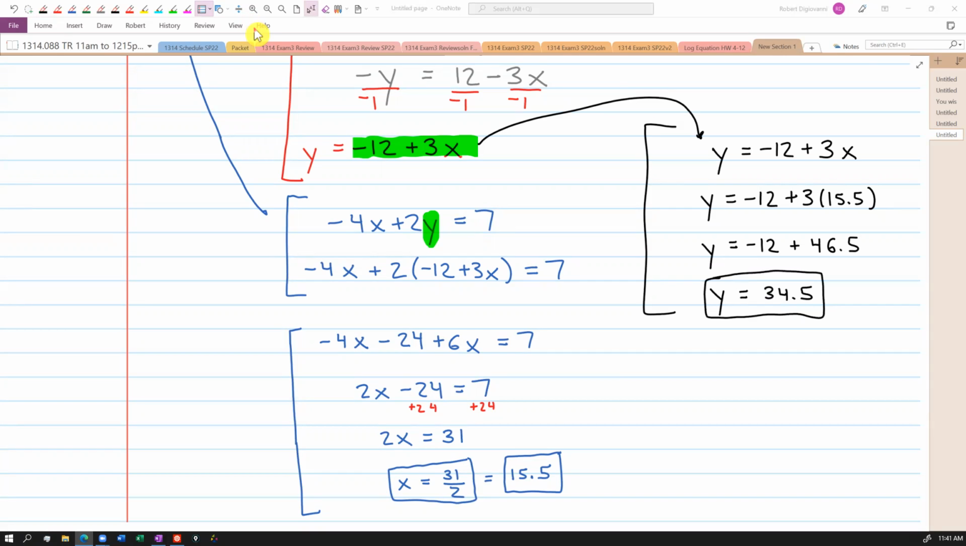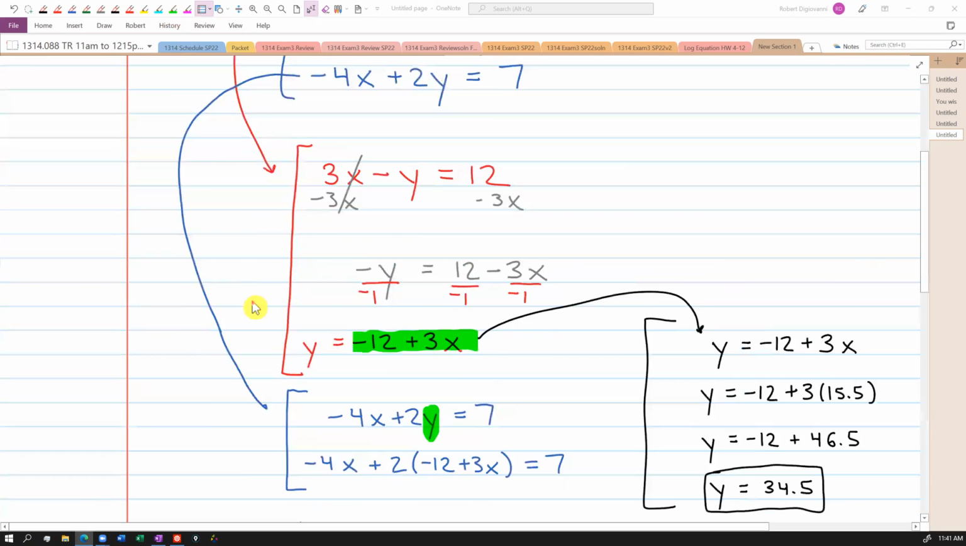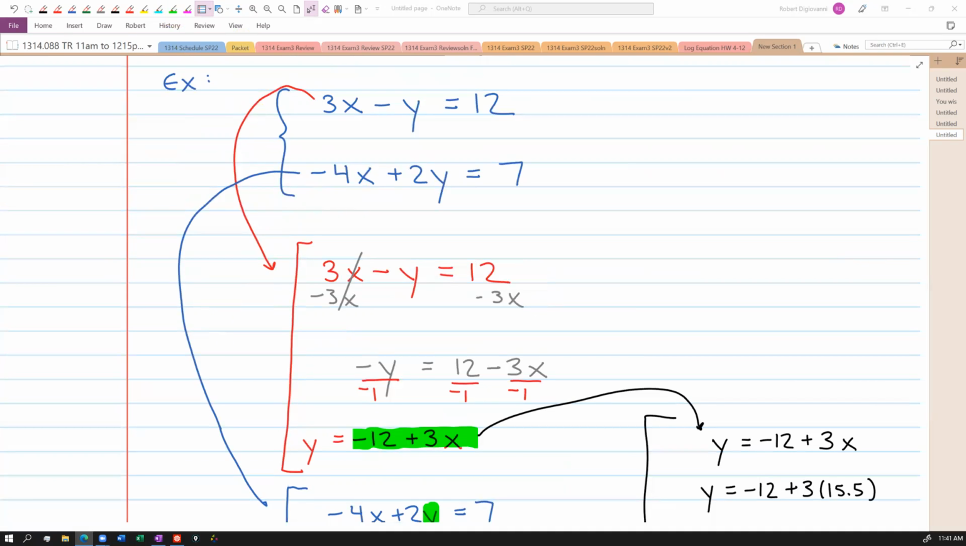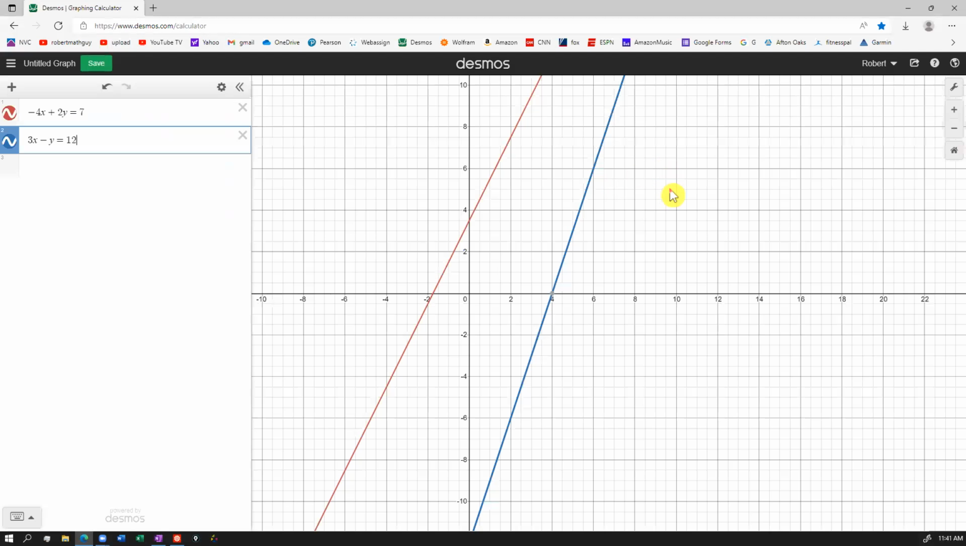What I'm going to do while you're kind of finishing that off, I'm going to graph this. Negative 4x plus y equals 7. That was one of the equations, and the other one was 3x minus y equals 12. Okay, so just to show you again what we've done, this is the graph of both those lines.